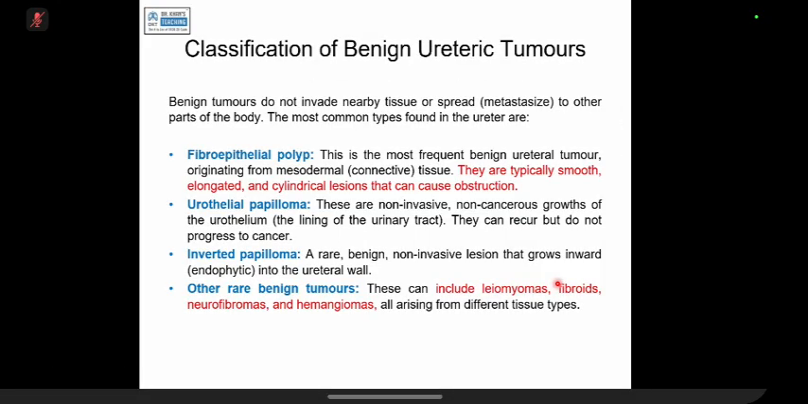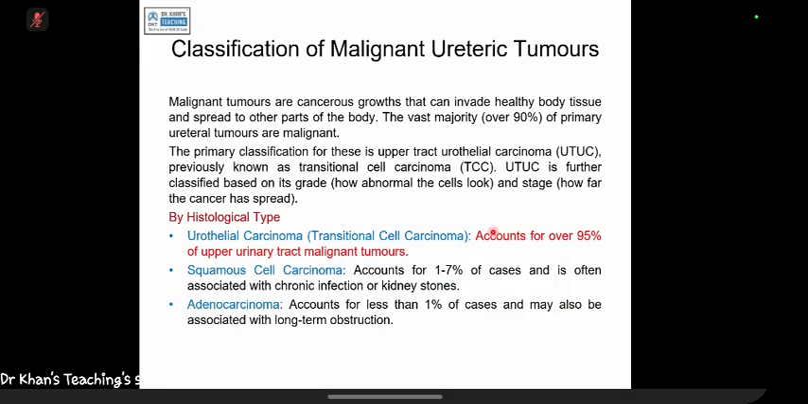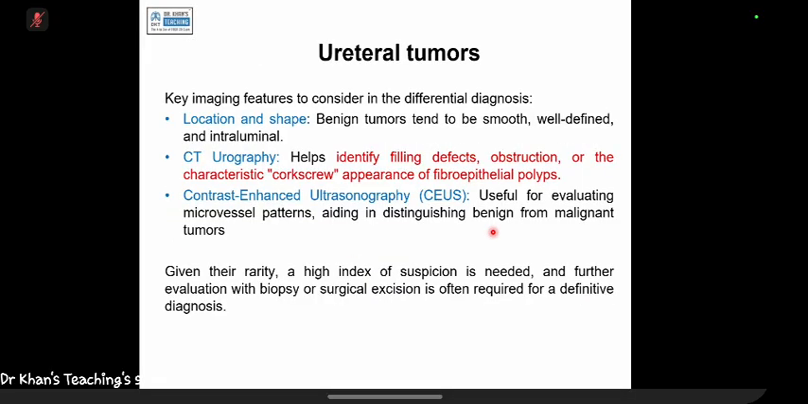Now, these are the benign tumors. Fibroepithelial polyp is the most frequent benign ureteral tumor, originating from connective tissue. They are typically smooth, elongated, cylindrical lesions that can cause obstruction. So they grow inside, and there is a pattern known as the corkscrew pattern. At times you see that. And there are other benign tumors. So on various modalities, CT, urogram, sometimes the corkscrew pattern is there.